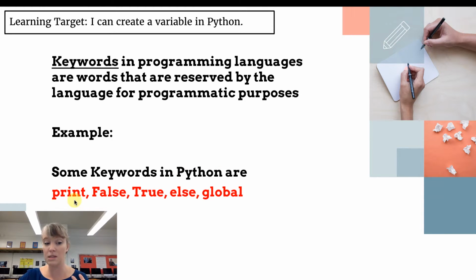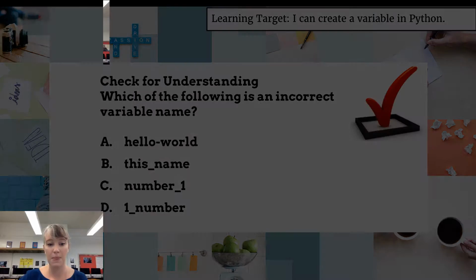Print is a keyword; it means something to Python. True and False, if you capitalize the T and the F, those are a data type, and we're going to talk about that in just a second. So these are keywords. You cannot use them as a variable name. Notice though, you can use a lowercase f for false, or lowercase true, and that's not a keyword. Else and global are two other examples of keywords here.